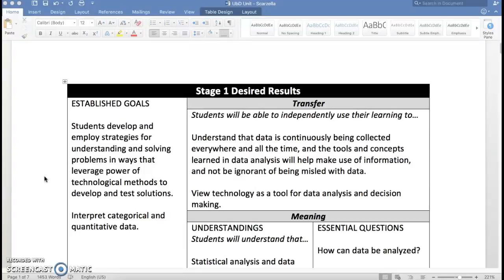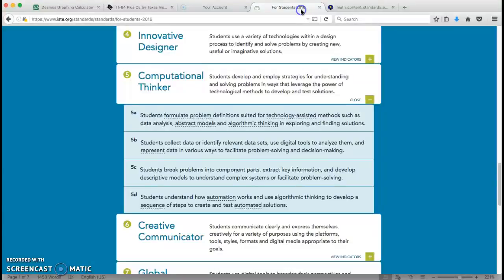This unit is actually for high school students. I'm a high school math teacher right now, and I wanted to do a unit in statistics. And so my goals were to have students develop and employ strategies for understanding and solving problems in ways that leverage the power of technological methods to develop and test solutions. That actually comes from the UbD standards from 2016, computational thinker. So that's where that comes from.